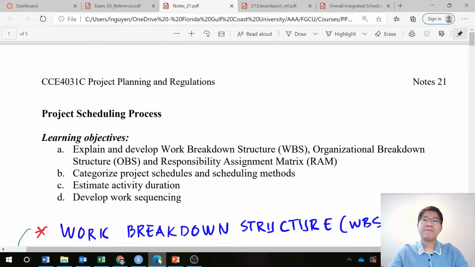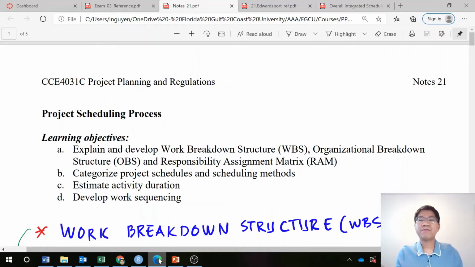This is the first lesson of the third and final portion of our class, when we will address project scheduling and control. For today's lesson, we have the following objective: explain and develop the work breakdown structure, WBS, the organizational breakdown structure, OBS, and the responsibility assignment matrix, RAM. Then we categorize project schedule and scheduling method, estimate activity duration, and develop work sequences or relationships.